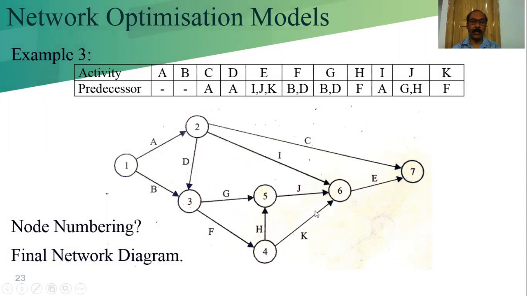Now the node numbering. We already know how many nodes there are: 1, 2, 3, 4, 5, 6, 7. So 7 nodes. Each and every node should have a unique number. Start should be with 1 and end should be with 7. Then sequentially, according to the successor and the dependency, predecessor, we have to give the number.